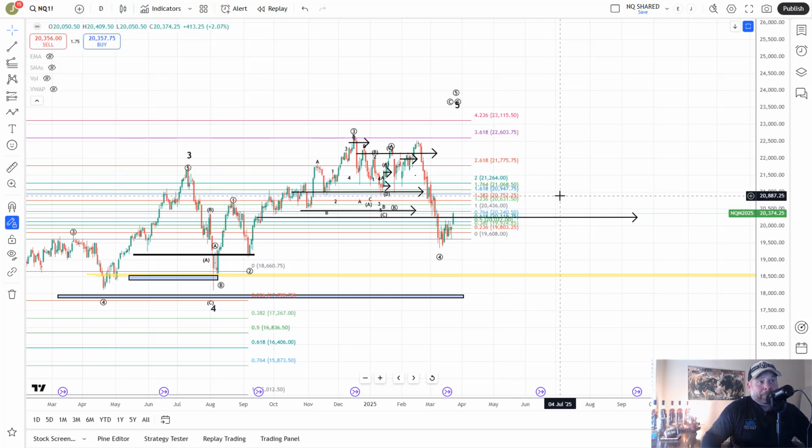Now, I hope I'm wrong. I hope I'm very wrong. I don't want it to happen because I think it will be ugly on people's 401ks. It'll be ugly on pensions. It'll be ugly on retirement plans. And nobody's going to be able to do anything about it. That's the thing. So we'll see how it all goes.